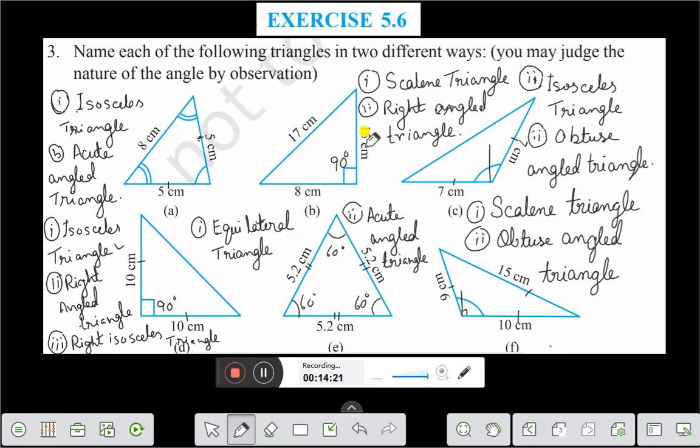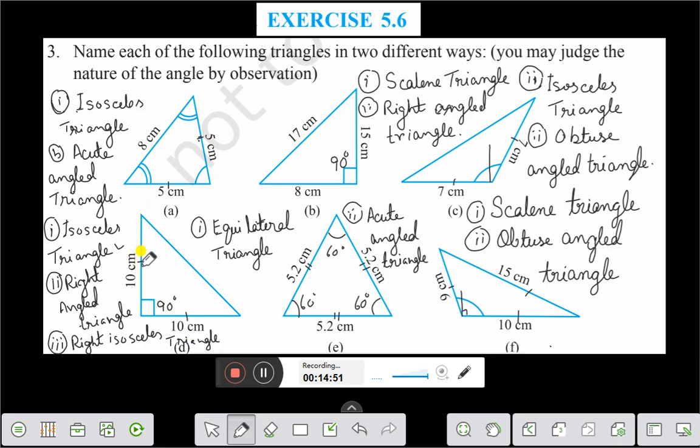Now B, here you see this is 8, 15 and 17 centimeter. Therefore, we can say that all the sides of the triangle are different. Therefore, it is known as scalene triangle, and one of the angles is 90 degree. Therefore, it is known as right angled triangle. C, it is 7 centimeter. It is 7 centimeter. That means two sides of the triangle are same. Therefore, it is known as isosceles triangle, and one of the angles is greater than 90 degree, which is known as obtuse angled triangle.